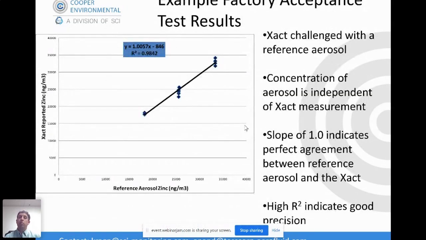This slide shows some of the example results that you see with the factory acceptance test. Again, it's very similar to some of the graphs that we've seen previously. The reference aerosol concentration is on the x-axis. The exact reported concentration is on the y-axis. We do the aerosol test at 3 different concentration levels and then generate a least squares fit where we're looking for a slope very close to 1 and a high R squared, indicating high precision between the two methods.